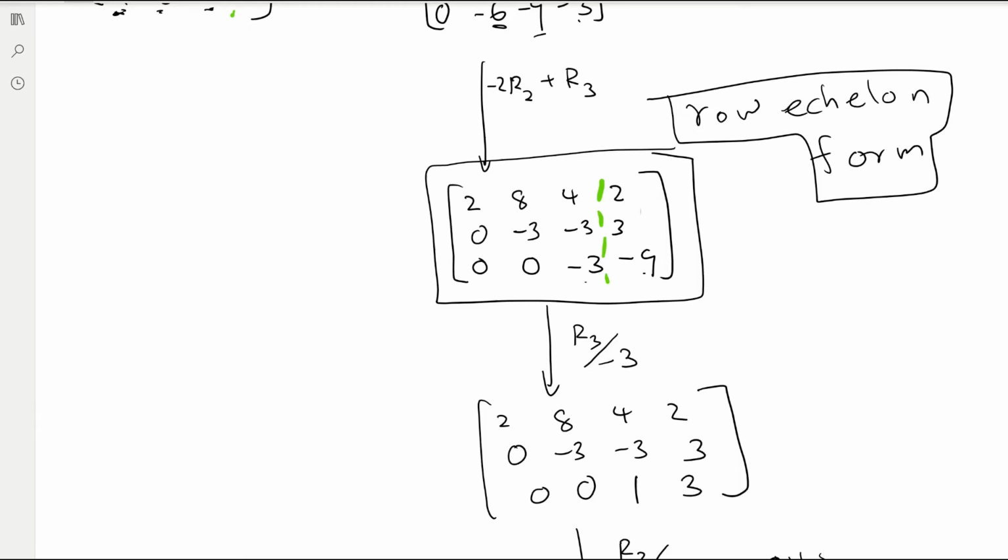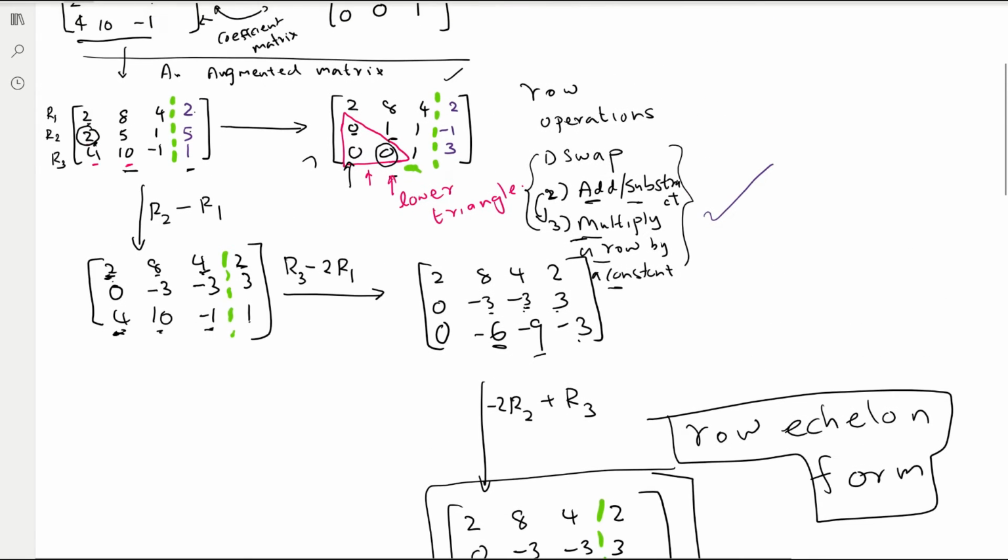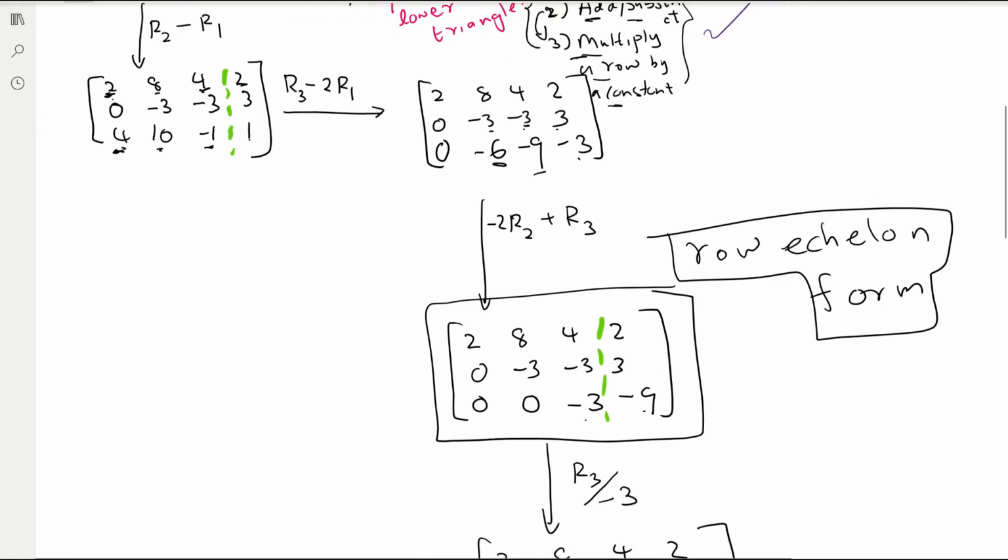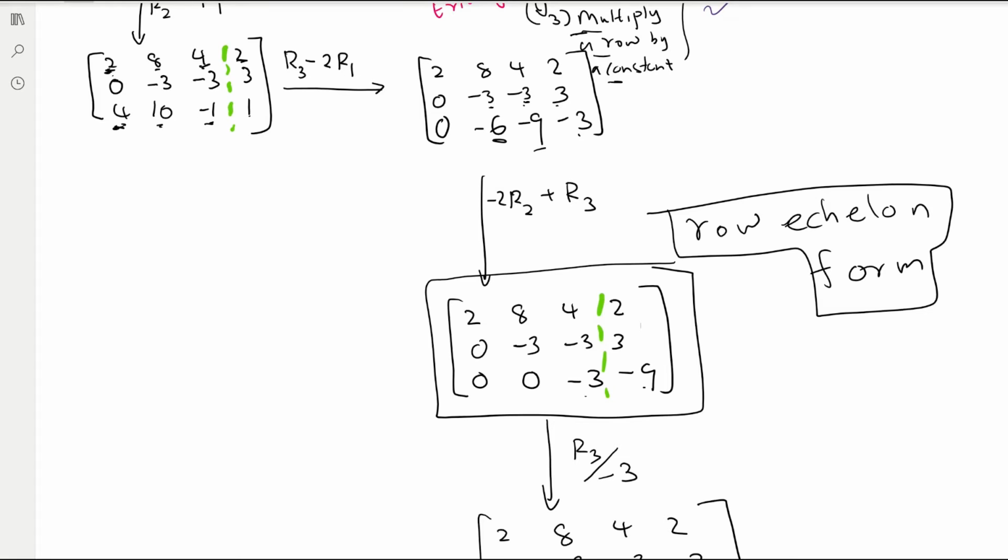Okay, hello everyone and welcome back. So in the last video, we learned how through row operations we can solve a system of equations, right? And then at the end of the video, we said that a certain form of the augmented matrix is of row echelon form. So in this video, we are going to learn what a row echelon form is.